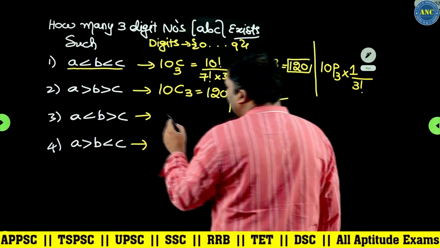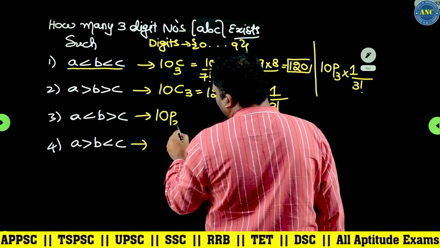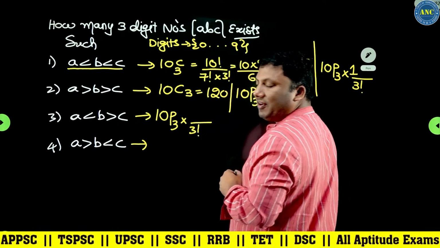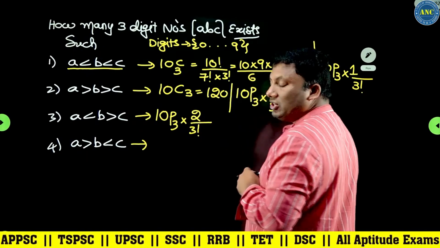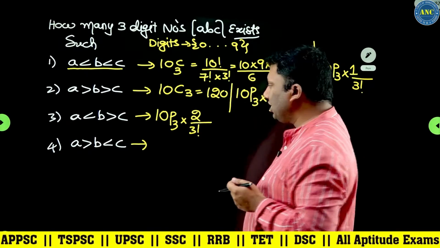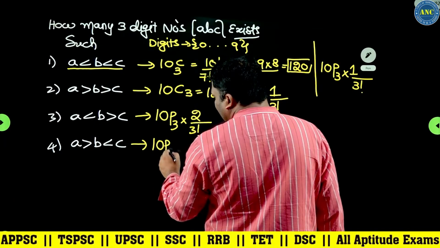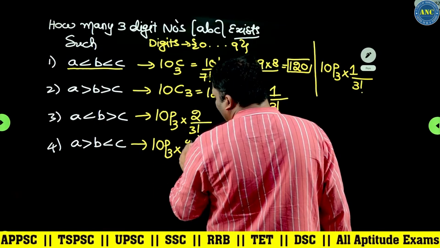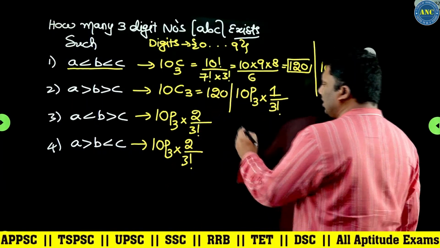A less than B greater than C. Out of any 10 numbers, pick any 3 numbers. These 3 numbers can be arranged among themselves in 3 factorial ways. 2 arrangements will be there where this condition is satisfied. Similarly, out of 10 numbers, take any 3 numbers, which can be arranged in 3 factorial ways, and 2 arrangements will satisfy the other condition. I will show an example.